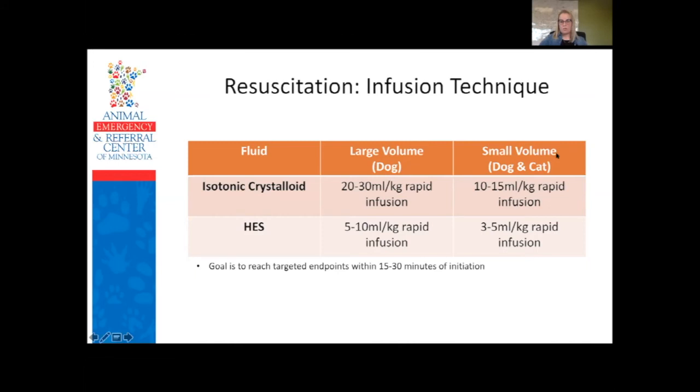Compared to small volume infusion, so you can use this for both dogs and cats, and these are those dogs that you're going to be targeting near normal endpoint parameters for typically. You're starting with 10 to 15 mL per kg rapid infusions. So still fast, but it's a smaller incremental bolus of your isotonic crystalloid. And then if you're using hydroxyethyl starch, probably about 3 to 5 mLs per kg in a rapid infusion. So you've got large volume versus small volume resuscitation options available.